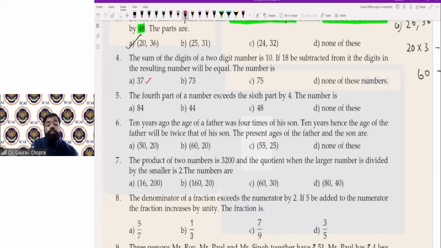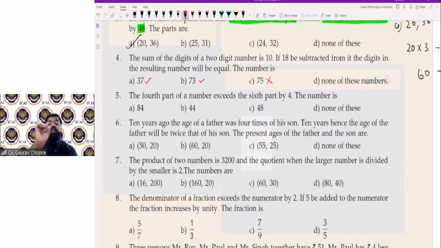73, 7 plus 3 is 10. So B option is also satisfying first condition. 7 plus 5, 12. So C option is not satisfying the condition. Okay. So first condition कौन satisfy कर रहा है? Option A and option B. Now let's see the second condition. If 18 is subtracted from it, the digit in the resulting number will be equal. तो digit कितना आएगा? Equal.